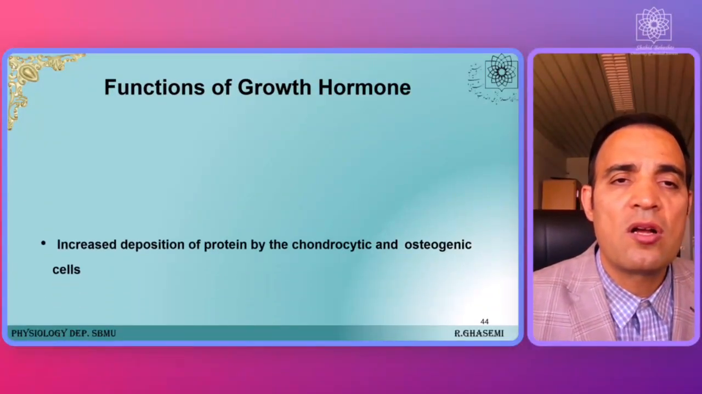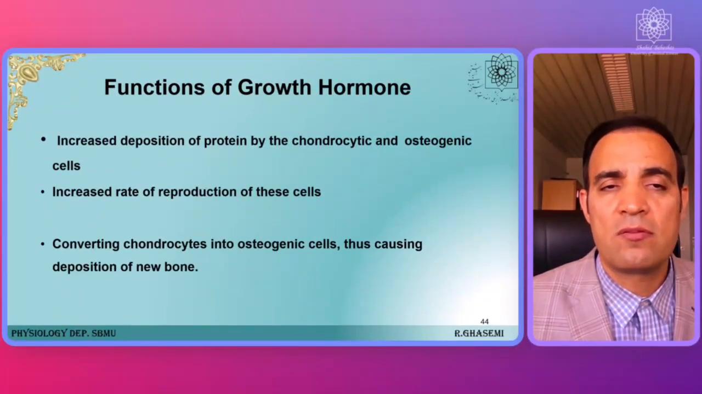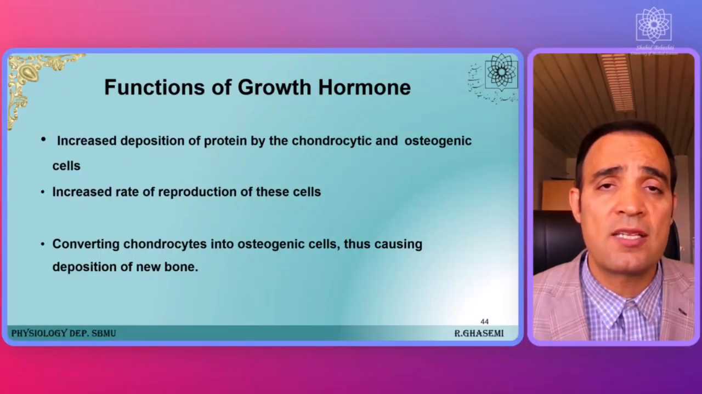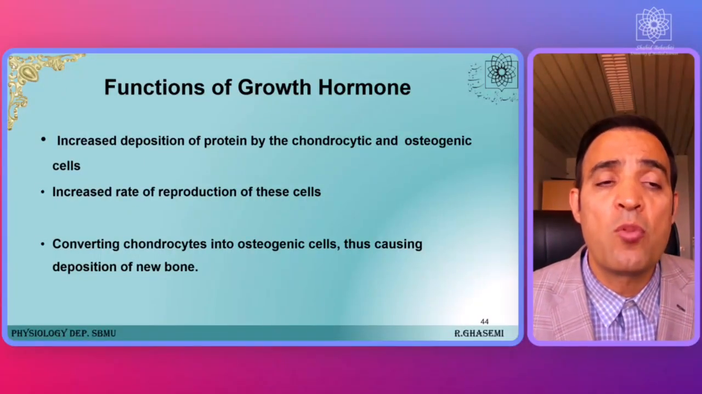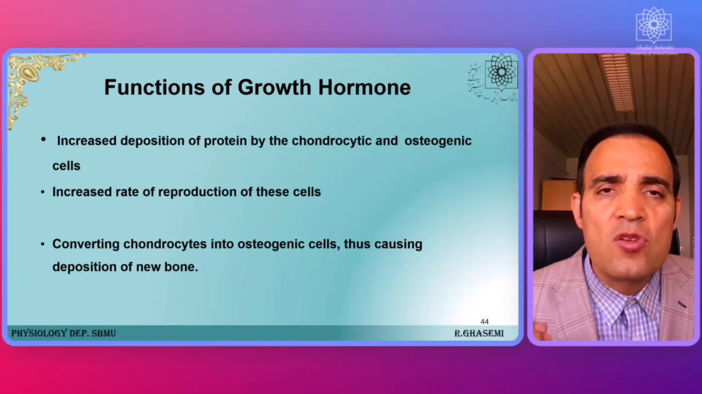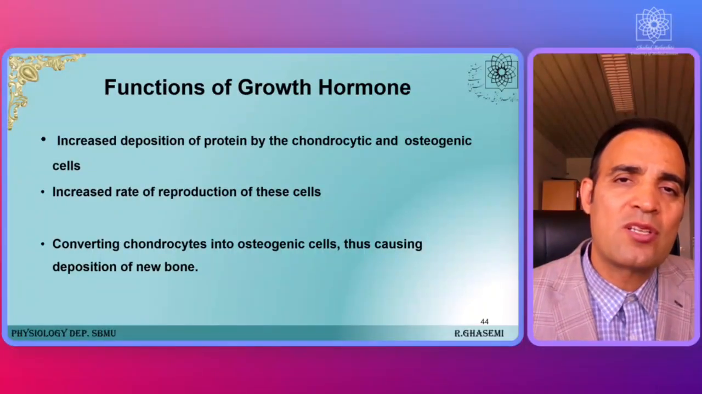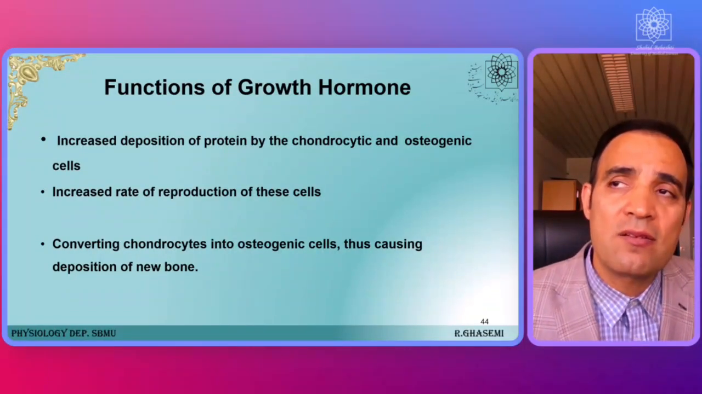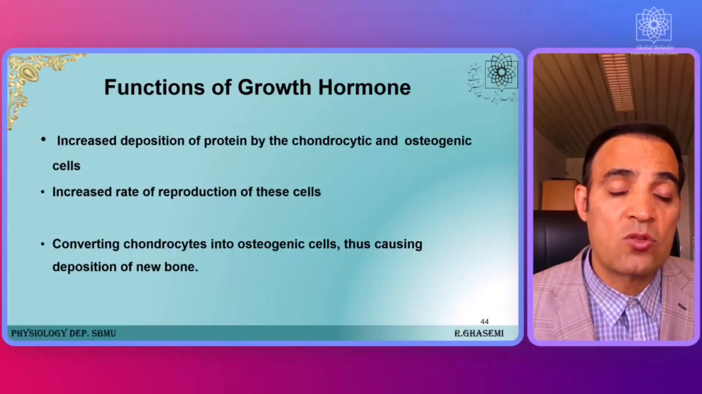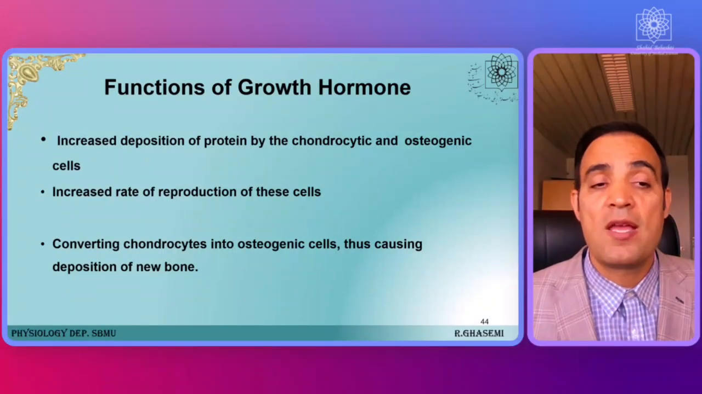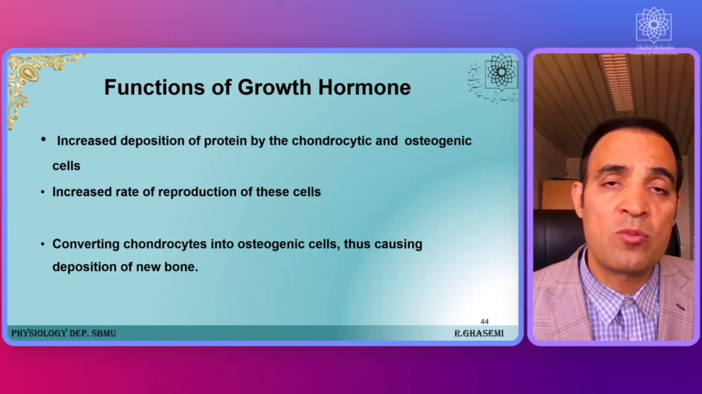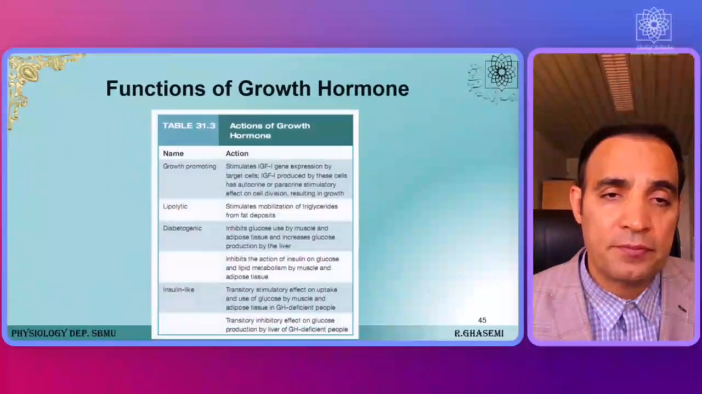Growth hormone also, as you can see, increases the deposition of protein in the chondrocytes and osteogenic cells. Therefore, it stimulates the growth of the bones and increases the number of these cells. You know that growth hormone is a principal factor in the growth of the bones, particularly during young age. It also converts the chondrocyte into osteogenic cell. Therefore, it may cause the growth plate to be closed a little earlier.